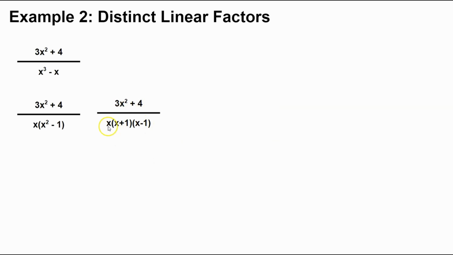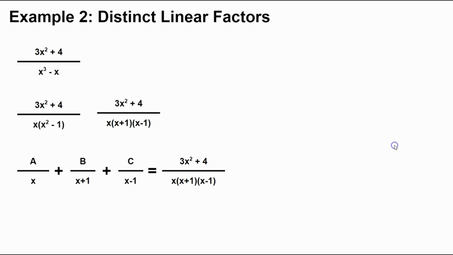If you notice right here, we actually have 3 distinct linear factors. And again, they have to be different from each other. If they're not, then this strategy will not work. Also, if this was x squared plus 1, then this would just be a quadratic factor. It wouldn't be a linear factor, and you'd have to use another strategy. So once you get it into this simplest form, you apply the partial fraction decomposition principle, in which for every term in the denominator, you make it its own separate fraction, and then you have to find the mystery values for the numerator.